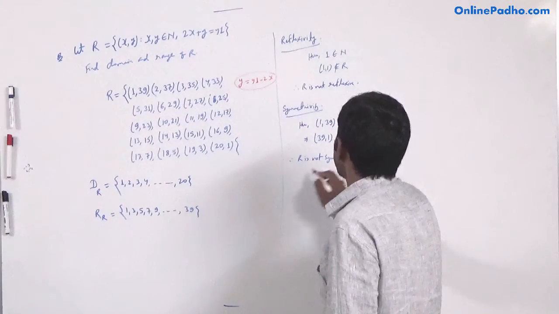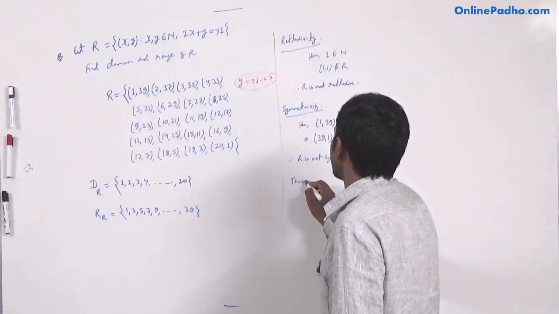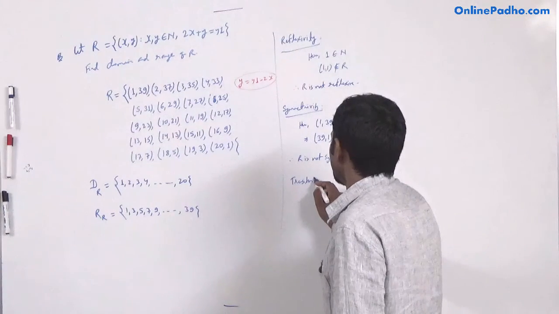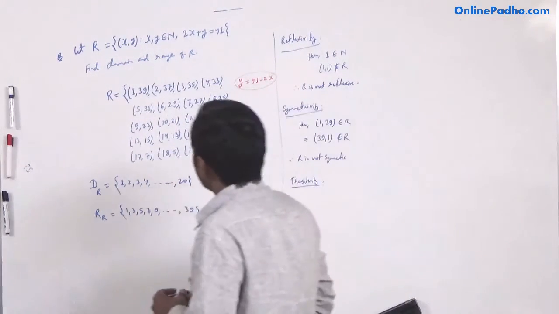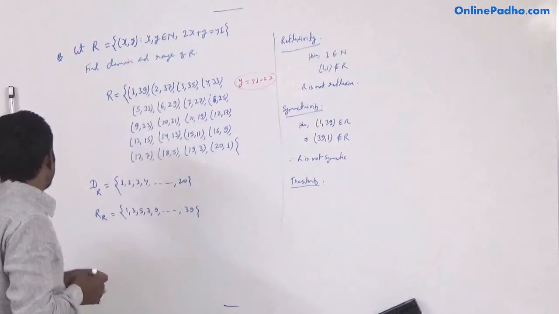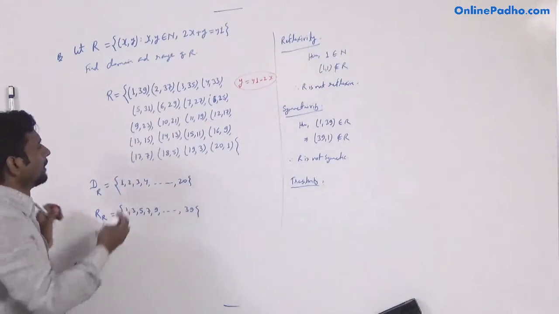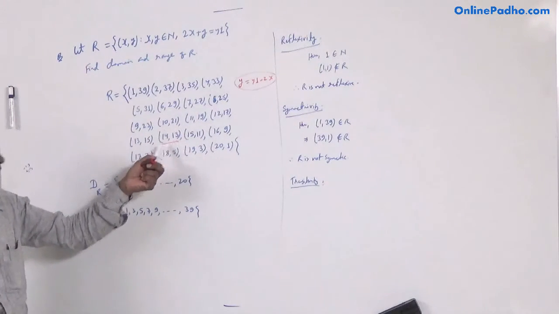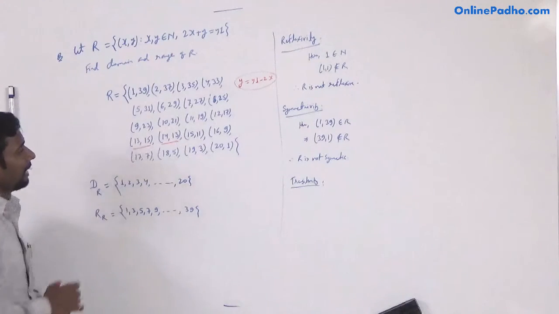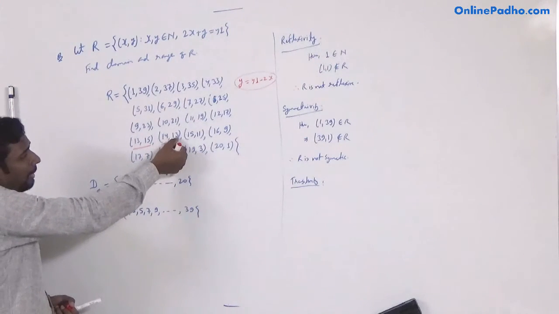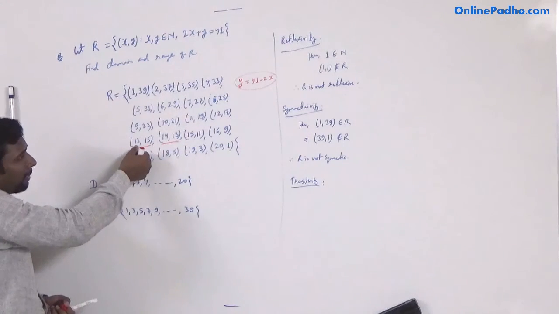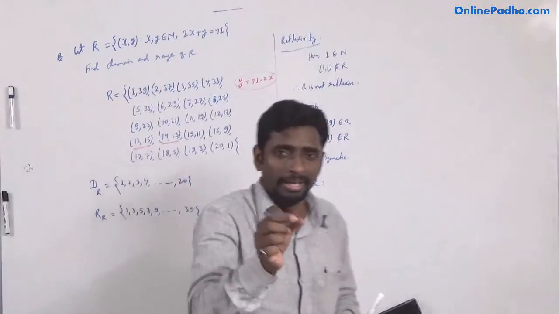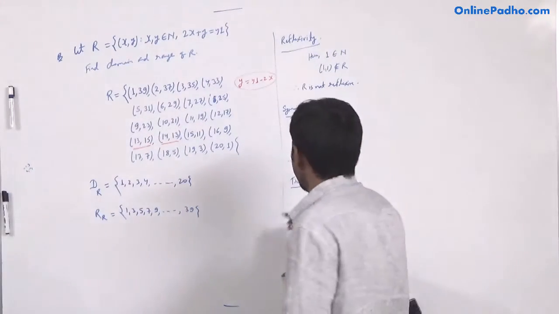Now we have to check the transitivity. How can we check this transitivity? Let us see. Here (14,13) is a part of the relation and (13,15) is a part of the relation. In (14,13), the second element of this ordered pair is the first element of the other ordered pair. Is (14,15) a part of this relation? No. We have to take any example which fails the transitivity.